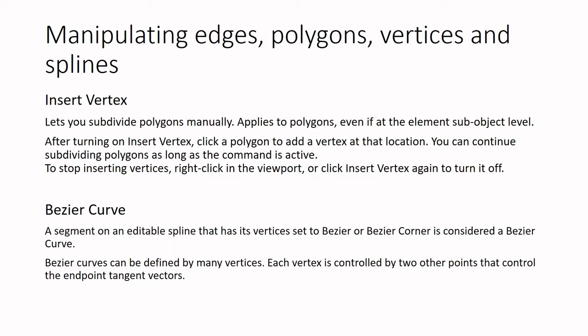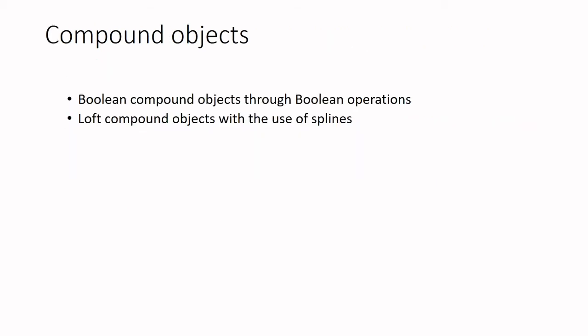Applies to polygons even if at the element sub-object level. After turning on insert vertex, click the polygon to add the vertex at that location. You can continue subdividing polygons as long as the command is active. To stop inserting vertices, right click on the viewport or click insert vertex again to turn it off, which stops it.